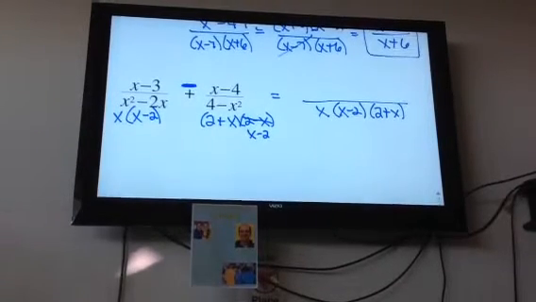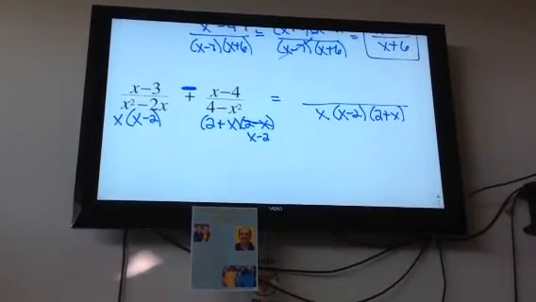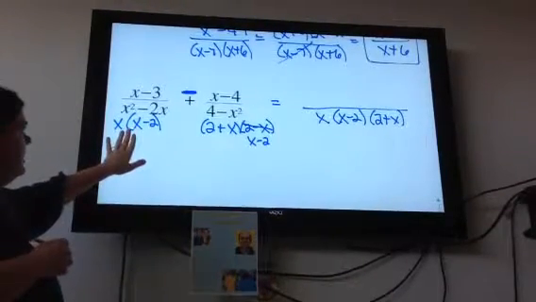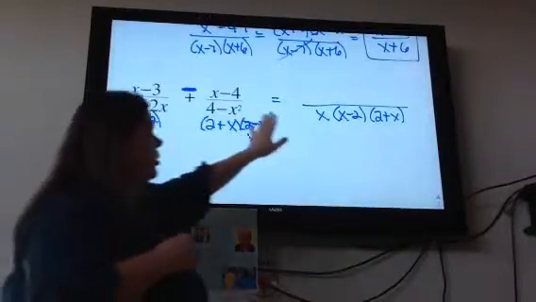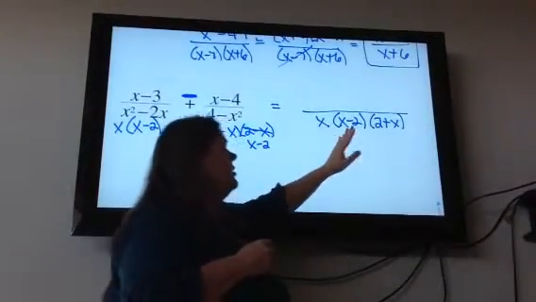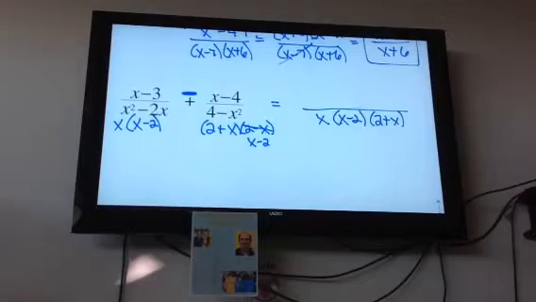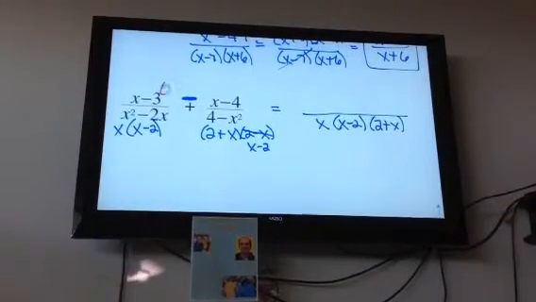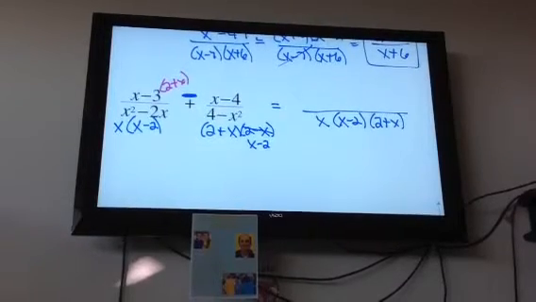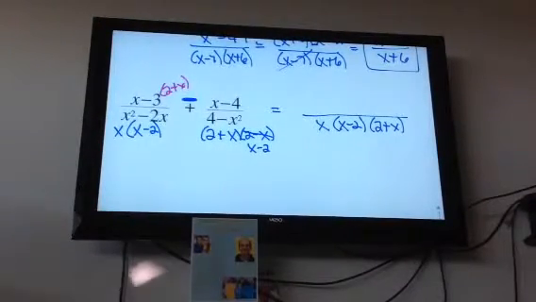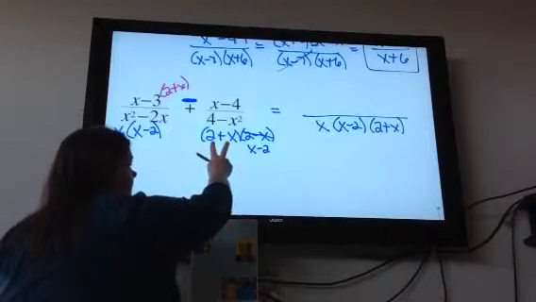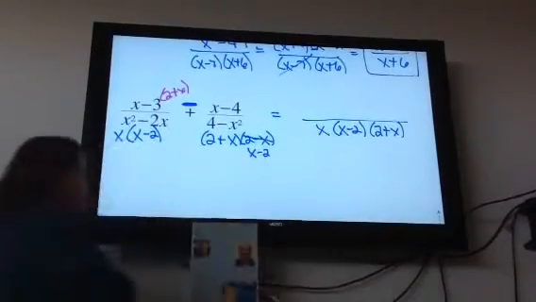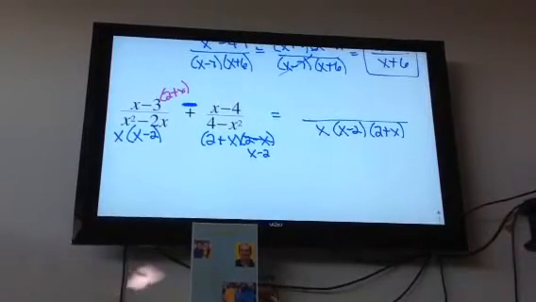All right, so now we're going to start comparing. We've formed our LCD, now we're going to compare. This denominator, which has x minus 2, needs to look like this. So it's missing or needs the 2 plus x or x plus 2, however you want to write it. The second fraction, which has 2 plus x and x minus 2, compared to my LCD, needs the x, the plain x.